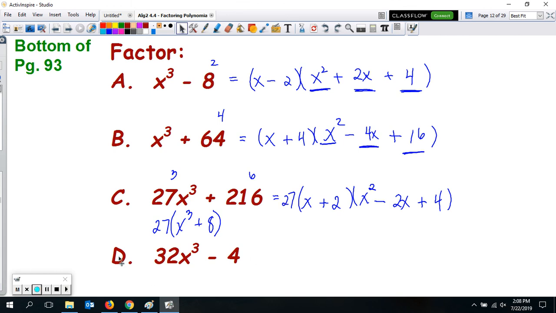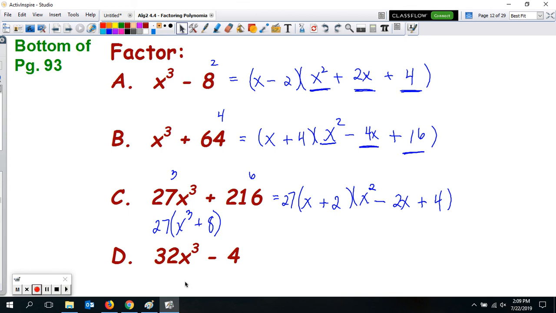So letter D, go ahead and try this one as well. There's also a similar thing happening here where you can factor out 4 from this and then get a smaller binomial that will still have perfect cubes. So you want to first factor out the GCF and then go ahead and do the sum or difference of cubes after that.